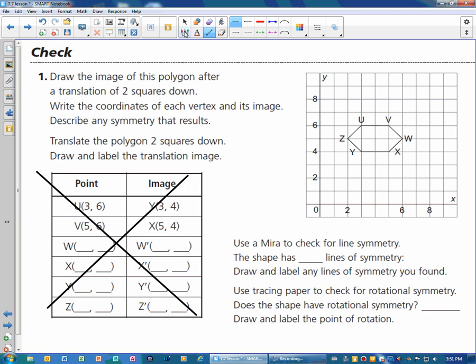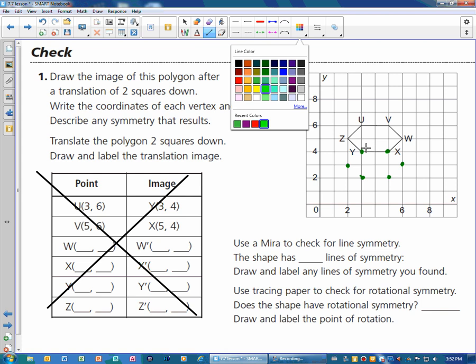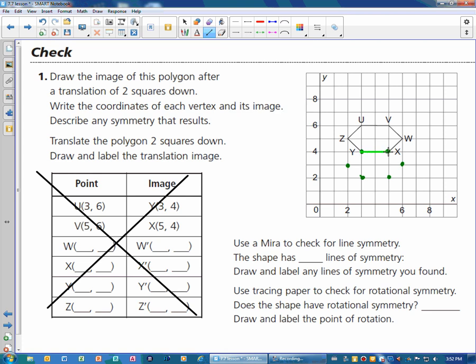So our translation, what we're moving, is 2 squares down. Go to every single dot and go 2 down. Count 2 down. We don't need to start fiddling around with numbers because you may make a mistake, and it's just as easy to count squares. I need my line tool. I'm going to connect my points. Please do that as well to make your new shape.